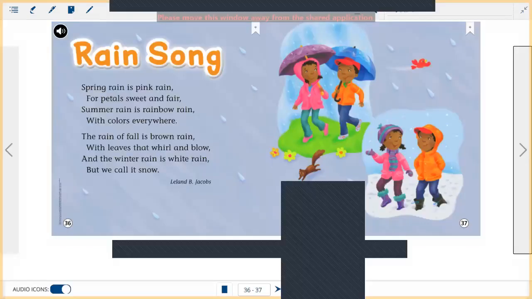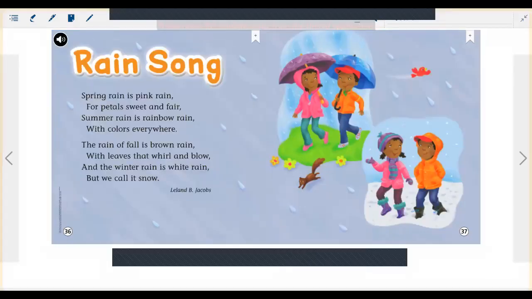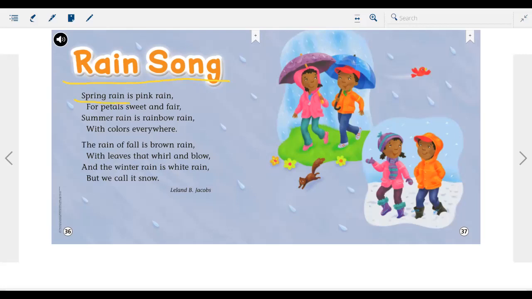Let's read this poem, Rain Song. Spring rain is pink rain, for petals sweet and fair. Summer rain is rainbow rain, with colors everywhere. The rain of fall is brown rain, with leaves that whirl and blow. And the winter rain is white rain, but we call it snow.